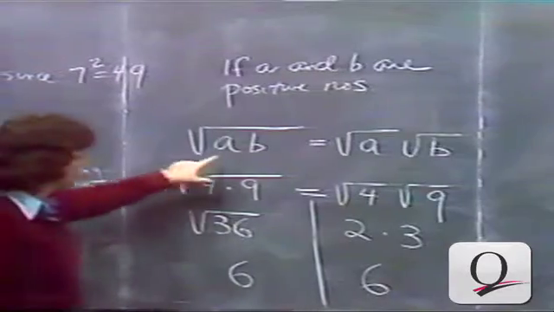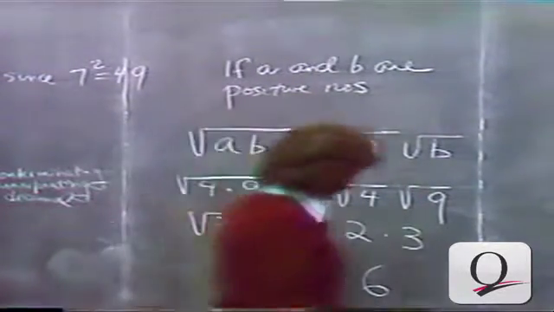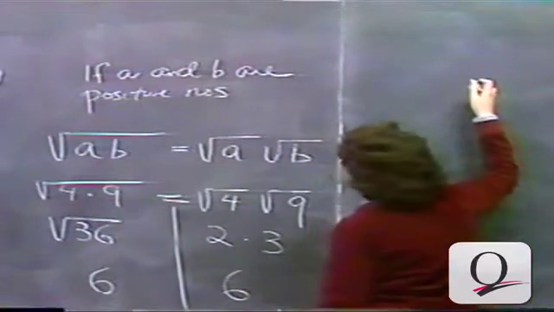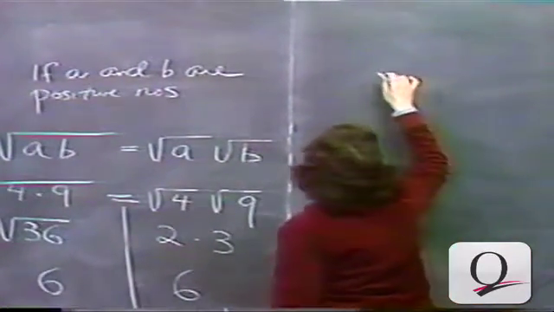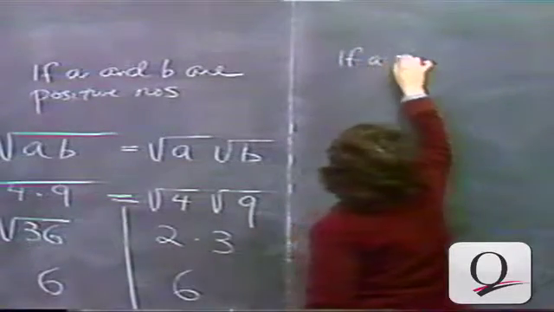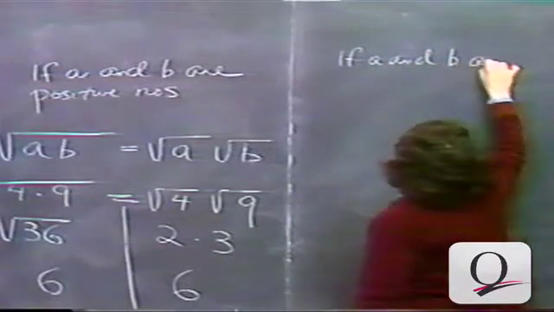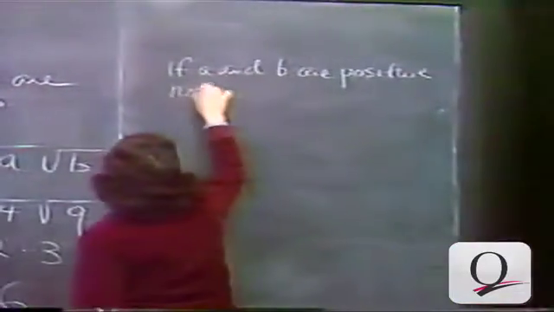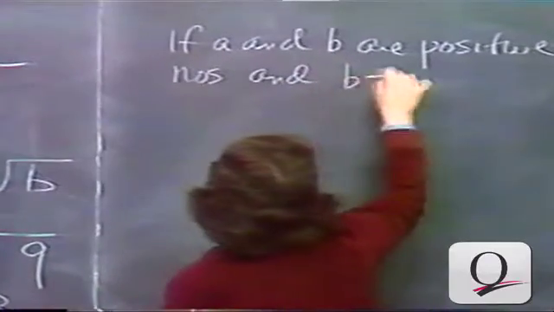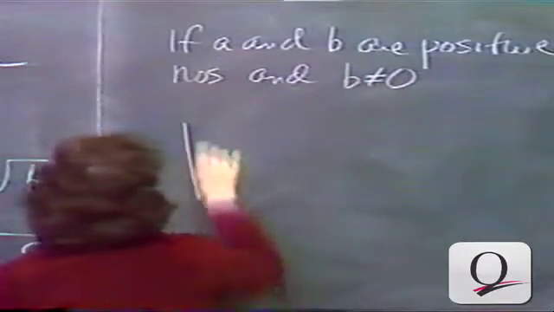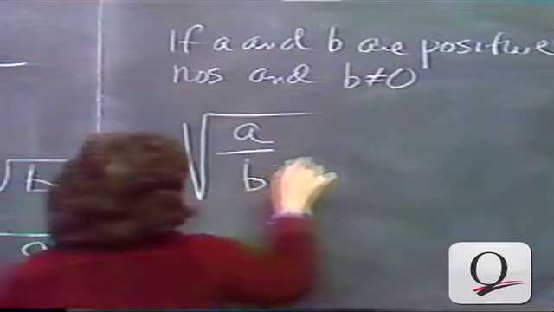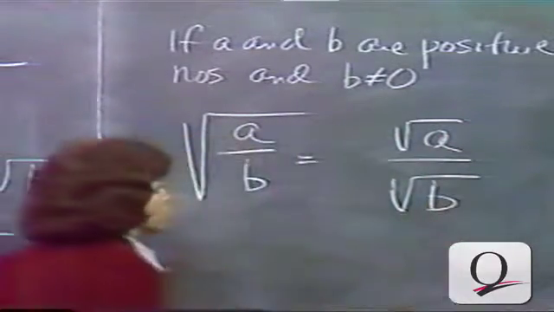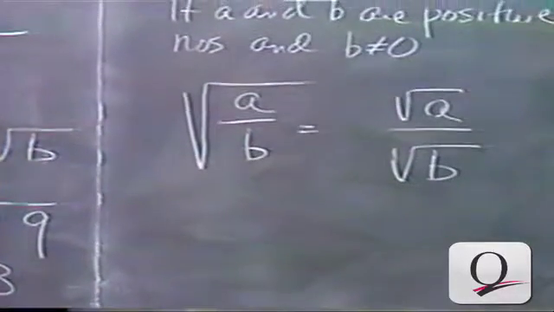Okay, now this is for products. We also have a version of this for quotients. If A and B are positive numbers once again, and this time B is not 0, the square root of A over B is the square root of A over the square root of B. That is, the square root of a fraction is the square root of the numerator divided by the square root of the denominator.